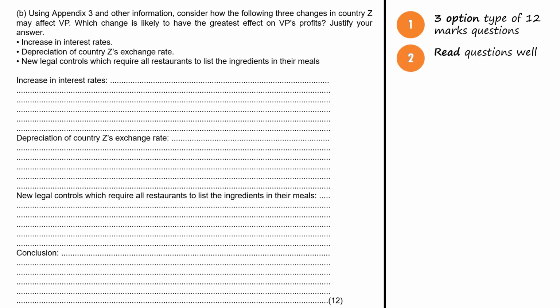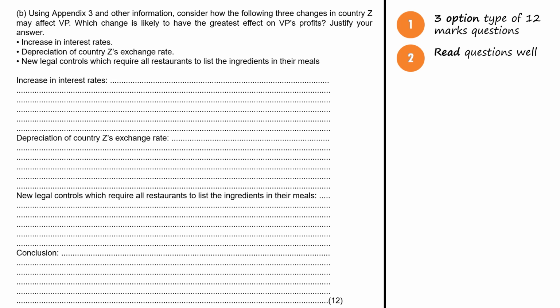Using Appendix 3 and other information, consider how the following three changes in country Z may affect VP. D'accord? Nous avons trois. Here we have three options: increase in interest rate, depreciation of country Z's exchange rate, and new legal controls which require all restaurants to list the ingredients in their meals. Ça c'est the three changes in country Z and how these may affect VP. Which change is likely to have the greatest effect?